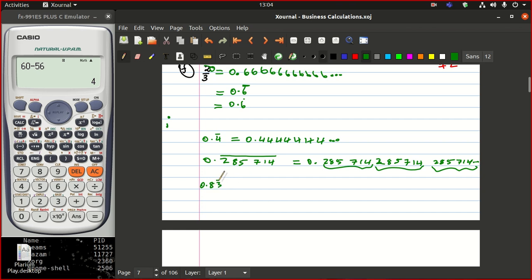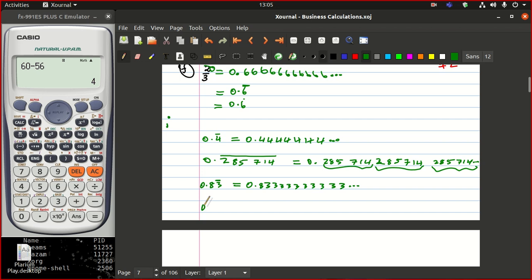and then I place a bar here only. So this is just saying that this number is the same as 0.8, and then I have a 3, and then after the 3 I keep repeating the 3. That's what this notation actually means. So I keep repeating the 3 throughout. So when the bar is only over the 3, it continues.